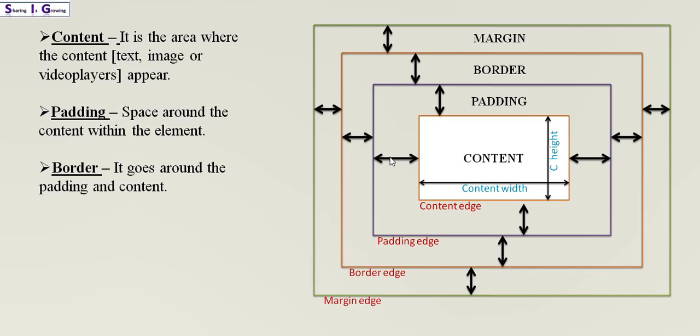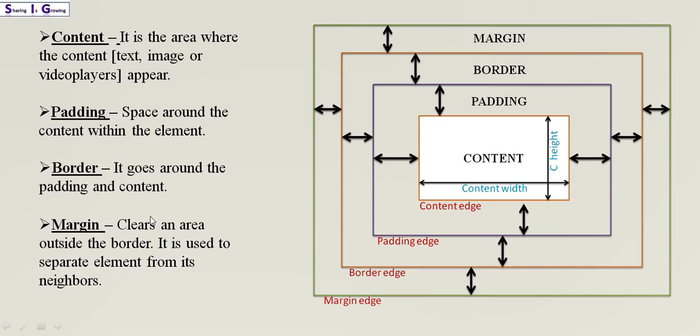I think you have a good picture now. The area outside the border, if you consider some area there, is nothing but the margin, and it is used to separate the element from its neighbors. If you apply some margin space to your particular element, the space between the elements will be increased by using this margin.